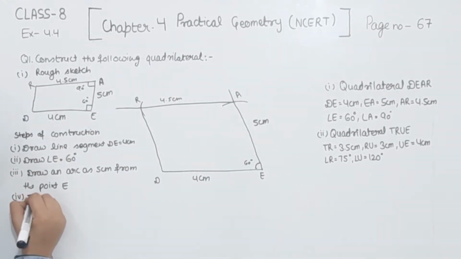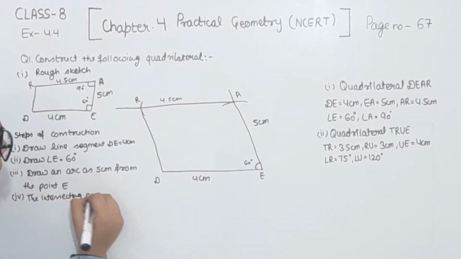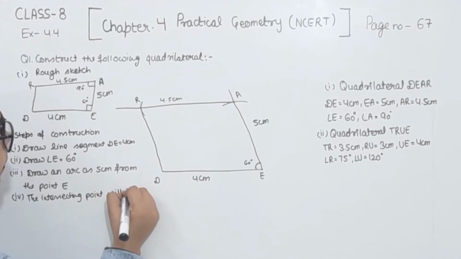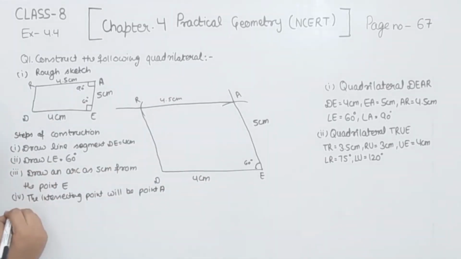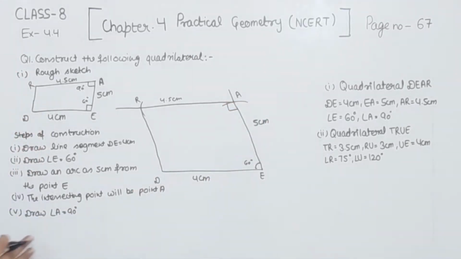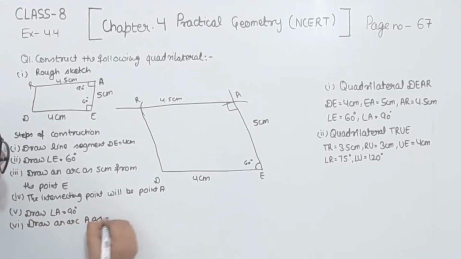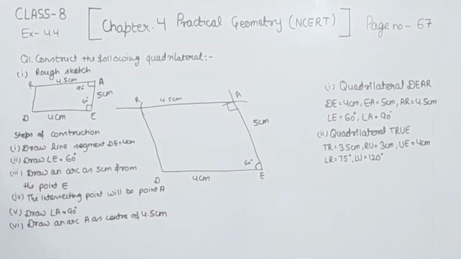Now the intersecting point will be the point A. The intersecting point will be point A. Now this is the A point we are having. Now we are going to draw angle A is equal to 90 degree. We are going to draw the angle of 90 degree at the point A. Now we are going to draw an arc with A as center of 4.5 centimeter. So this will be the 4.5 centimeter.